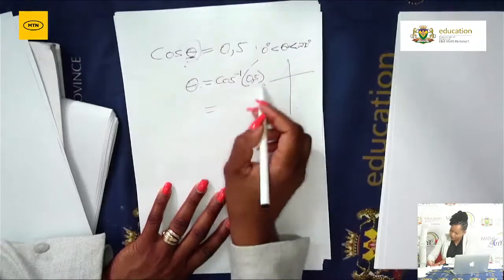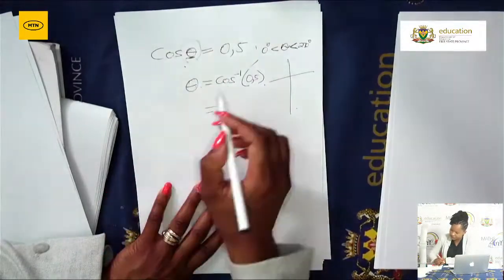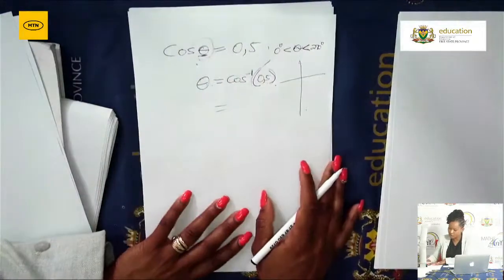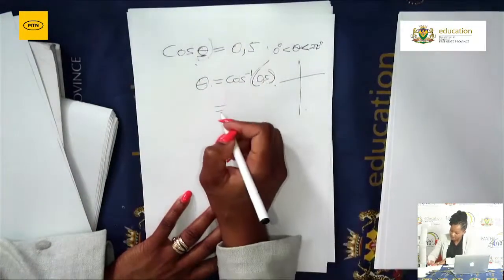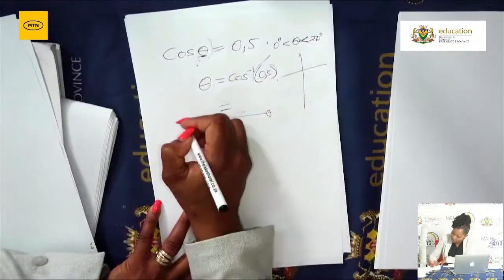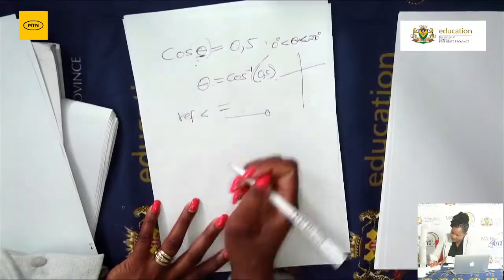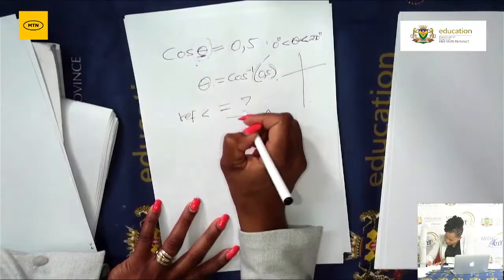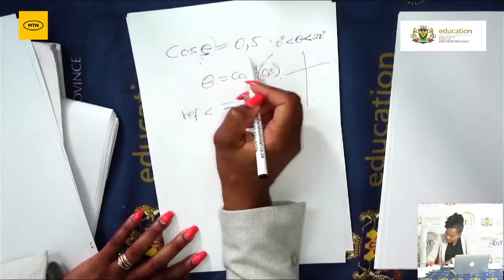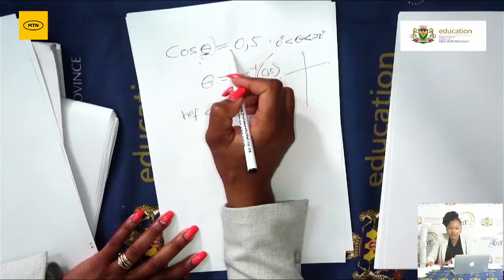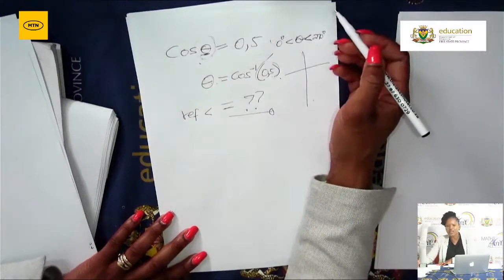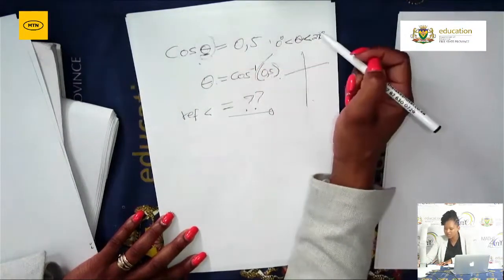Then after pressing shift cos, insert 0,5 so that we have cos of half. And then the calculator will give you an answer, and that answer is what we call the reference angle. Now, once you have this reference angle, you will now have to check this 0,5 as positive. You must now go to your Cartesian plane and identify a quadrant where your cos is positive.